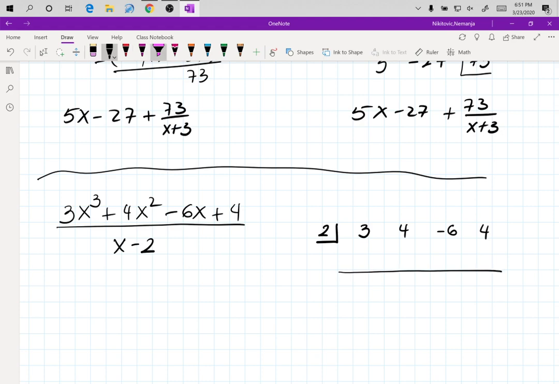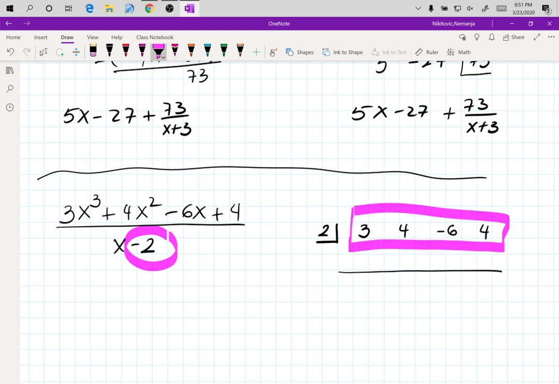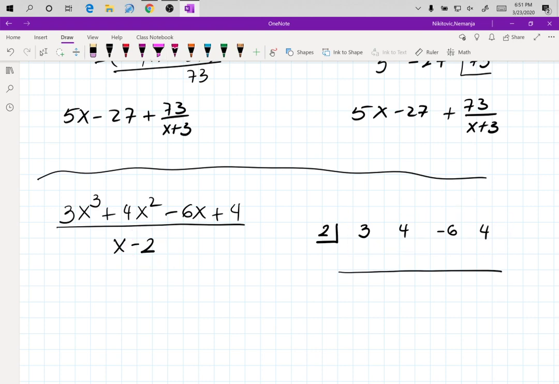All I need to do now is to go through the pattern. So remember, always the opposite sign for the divisor, and for these coefficients, always the same signs. Let's go. Drop down 3. 3 times 2 is 6. Add down, get 10. 2 times 10 is 20. Add, get 14. 2 times 14 is 28. Add, get 32. And the last one is always your remainder.